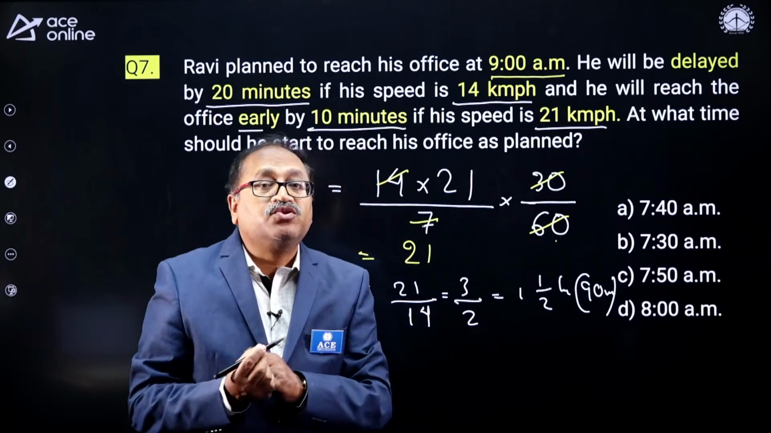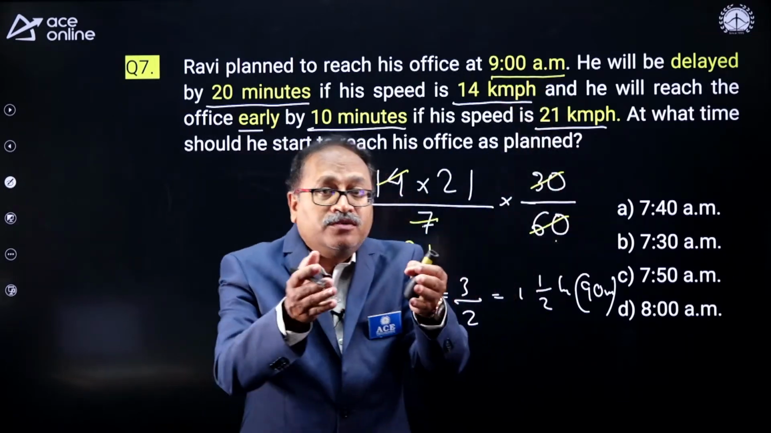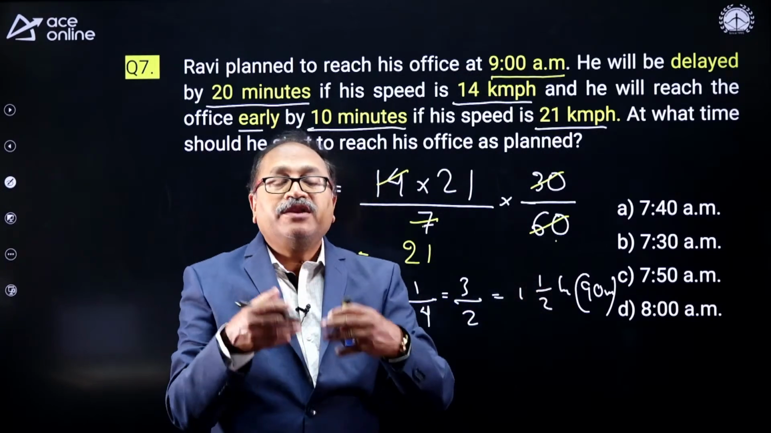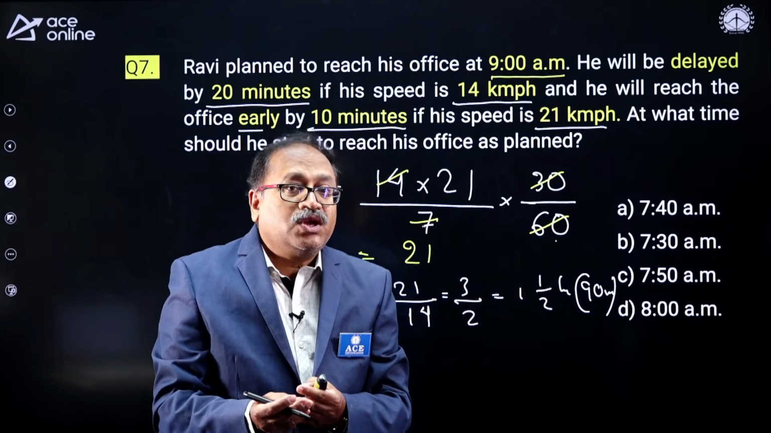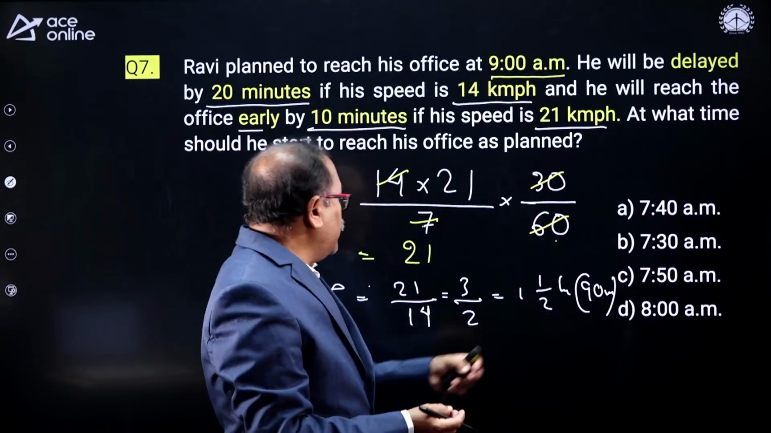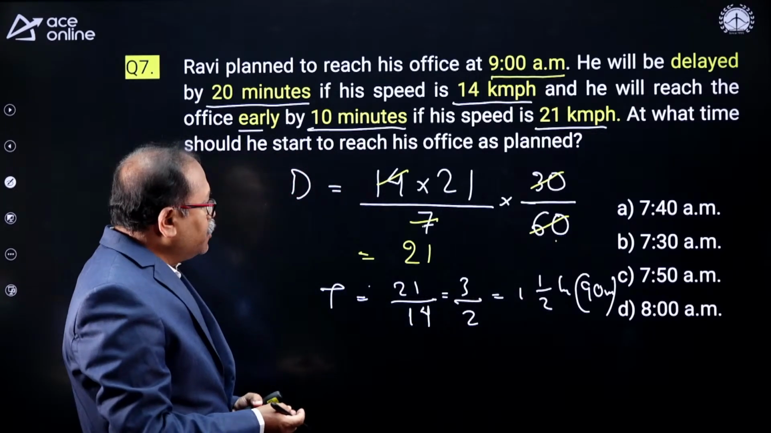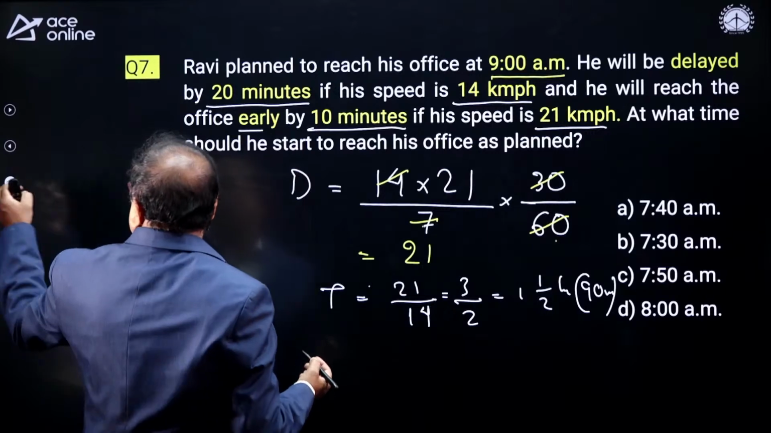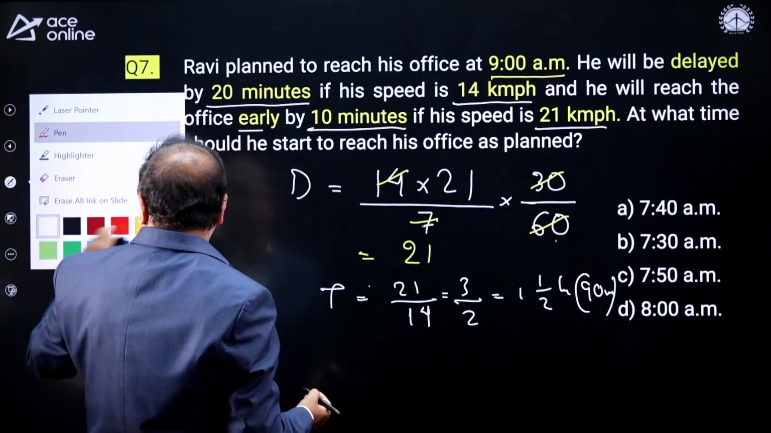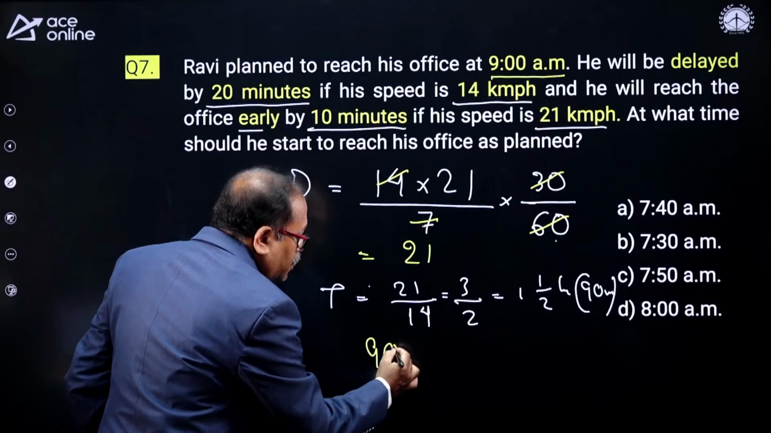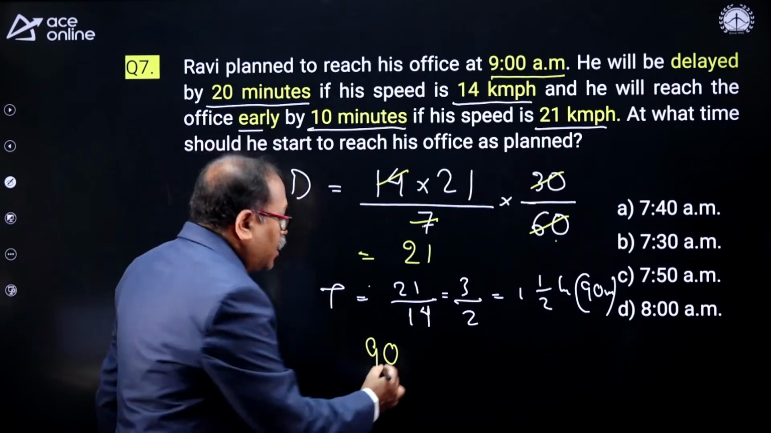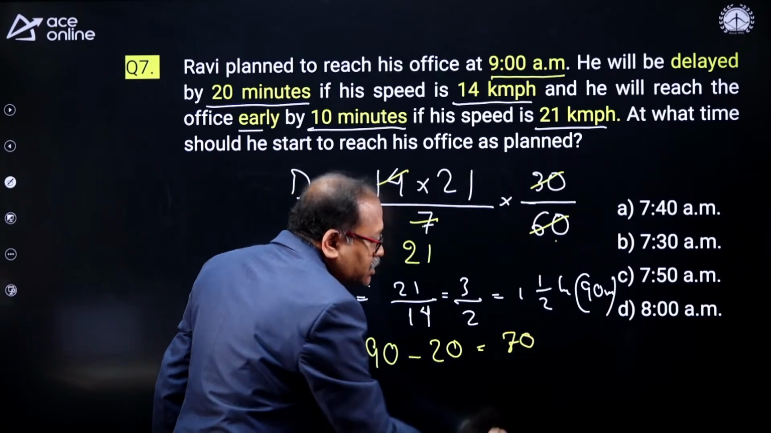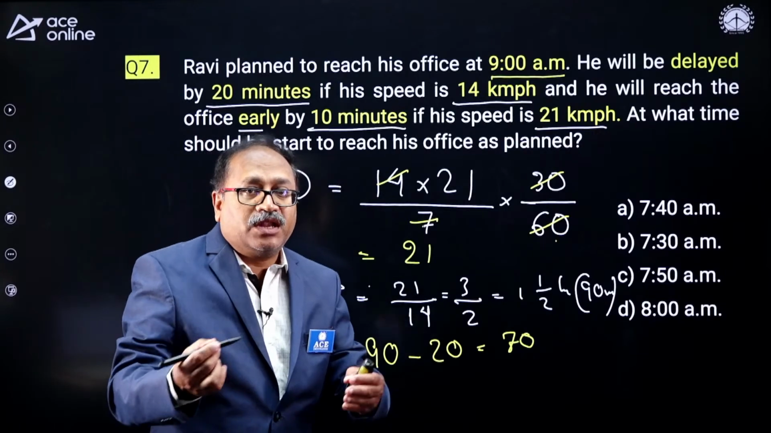That means at what time he should start? 70 minutes before 9 a.m. Okay, by taking 90 minutes, he is late by 20 minutes. That means how much time he should take to reach on time? He should take 70 minutes. That means 1 hour, 10 minutes.